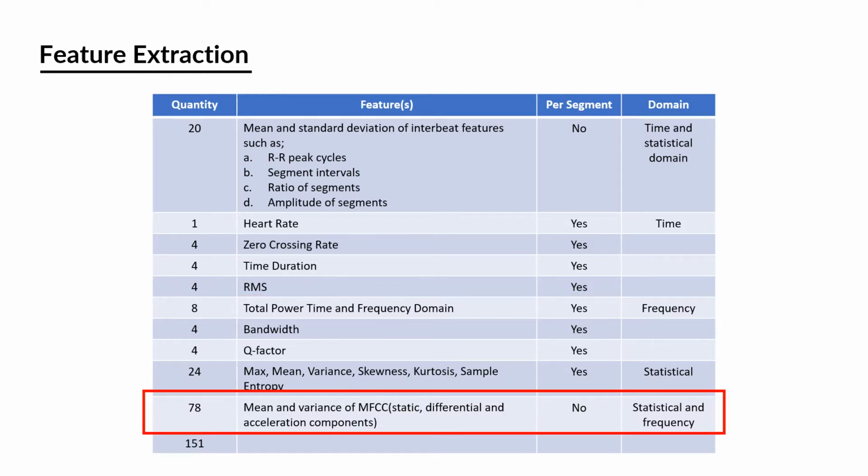Mel-frequency cepstral coefficients are features used to represent the static and dynamic components of the power spectrum of the signal in a scale which mimics the human hearing range.